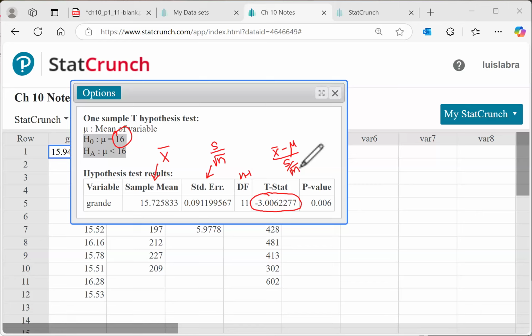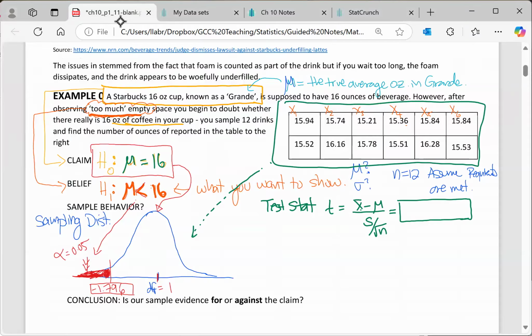We don't need those formulas because we're not going to be using those formulas. We're going to be doing this with StatCrunch. And so what I'm going to do now is I'm going to sketch that on my distribution. All right, so what just happened? We took our sample. We went ahead and said, okay, where exactly does the sample land on this distribution? And we found that it's -3.006. So let me sketch that.